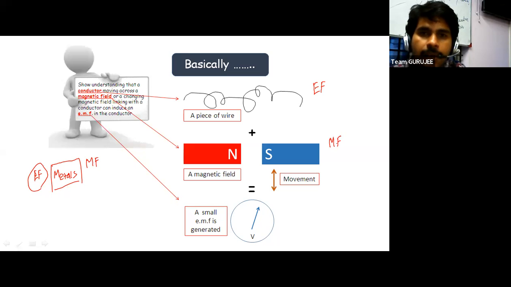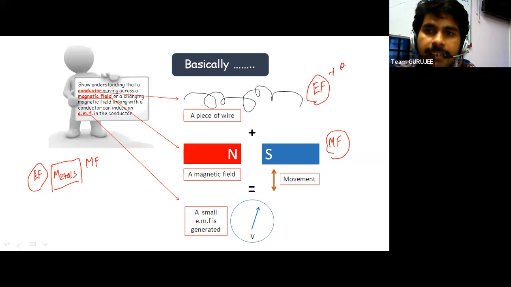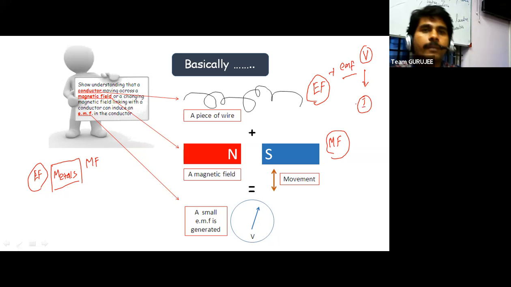So the topic of the lesson is: by changing the magnetic field, an electric field is created. Electric field is created, that means EMF is produced. EMF is nothing but the potential difference. So whenever a potential is developed, then electric current is also produced. Is it clear? Do you have any doubt?